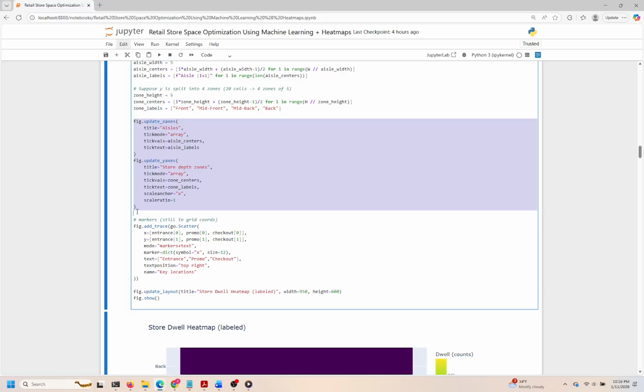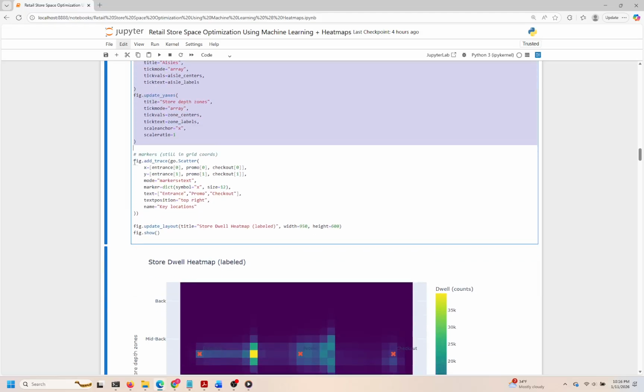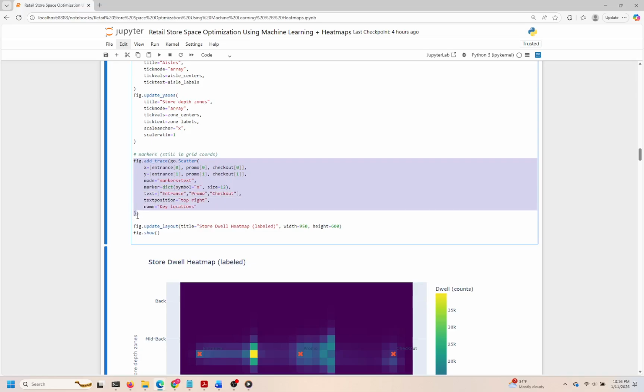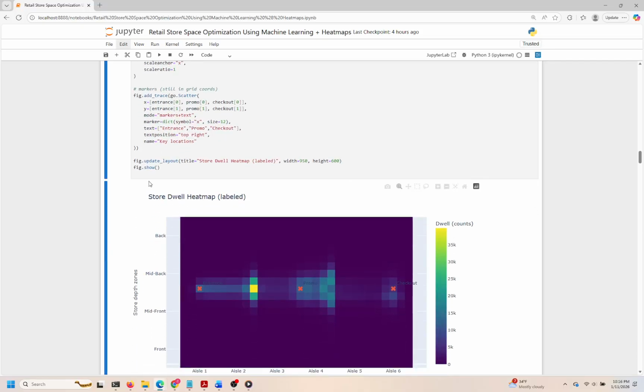Looking ahead, we'll delve into further analysis based on this visual representation, perhaps correlating these dwell times with sales data or exploring additional variables that impact customer behavior. This transition will deepen our understanding of how physical store layout affects shopping patterns.